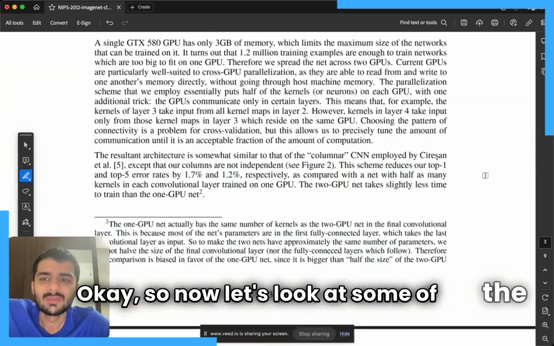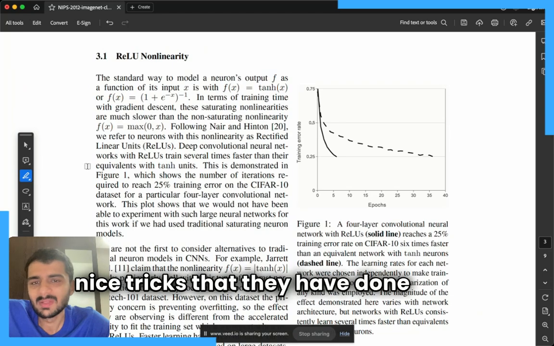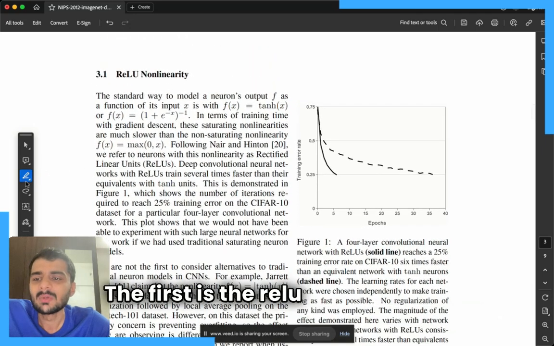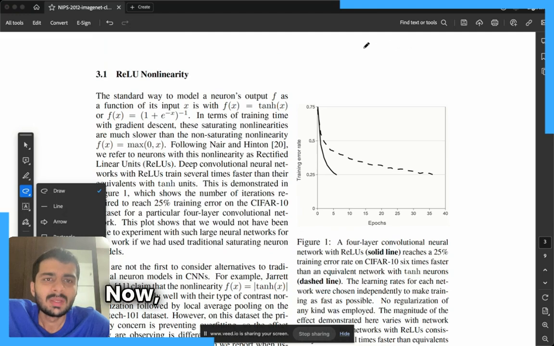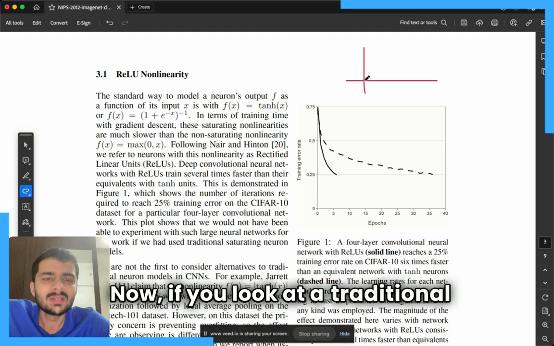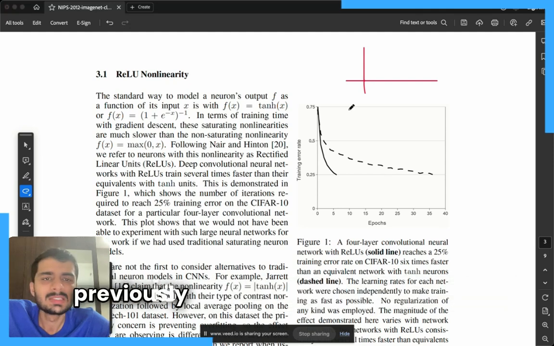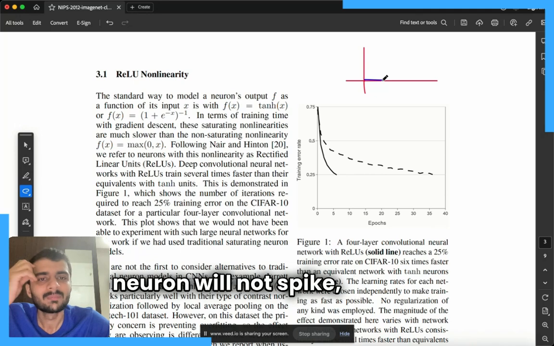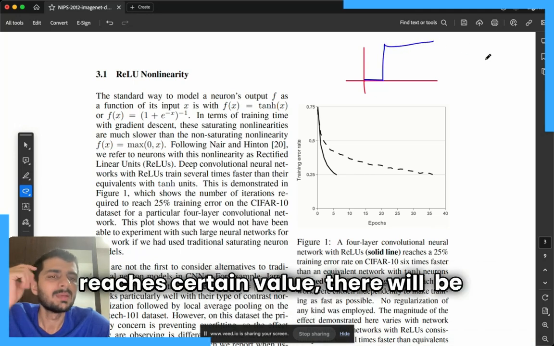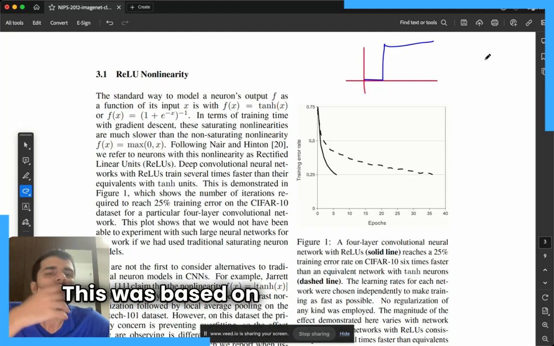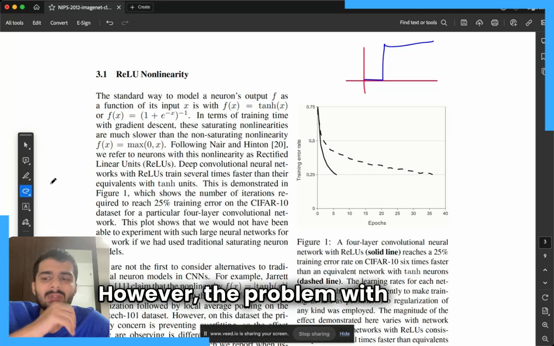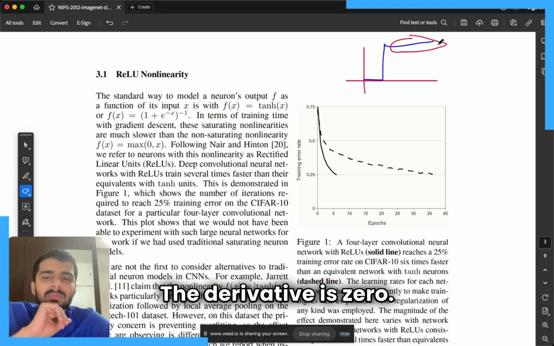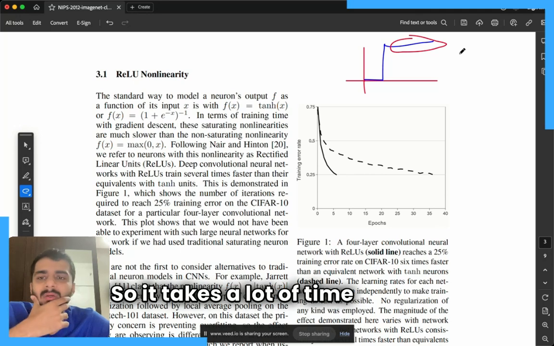Okay, so now let's look at some of the nice tricks that they have done in this paper to get this impressive error rate. The first is the ReLU non-linearity. If you look at a traditional neuron, the way people thought about it previously is like an impulse function. So if the activation is not there, the neuron will not spike. But if the activation reaches a certain value, there will be a spike. This was based on a biological function. However, the problem with this is that this function saturates over here. The derivative is zero, so it takes a lot of time to train.